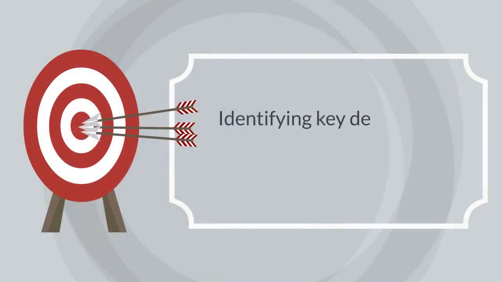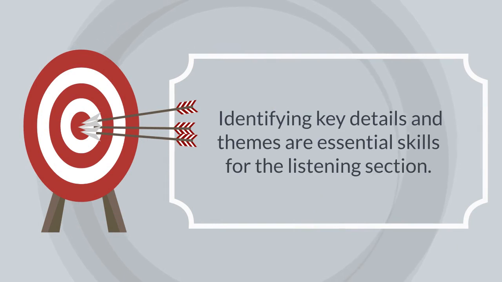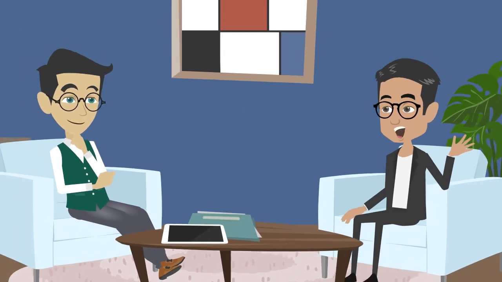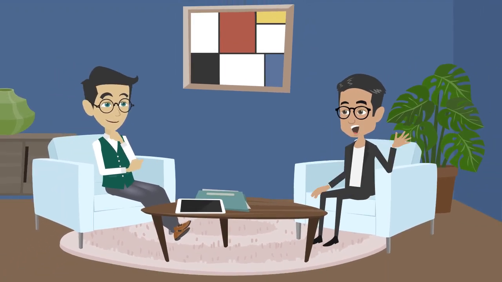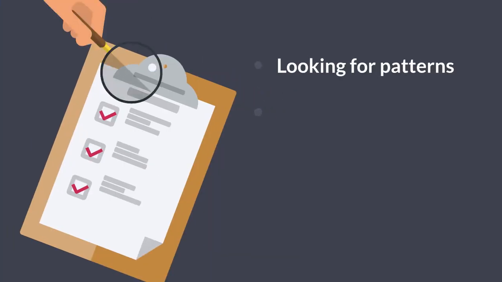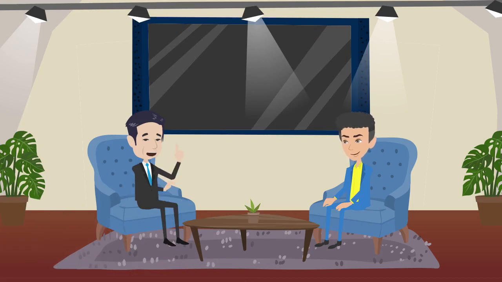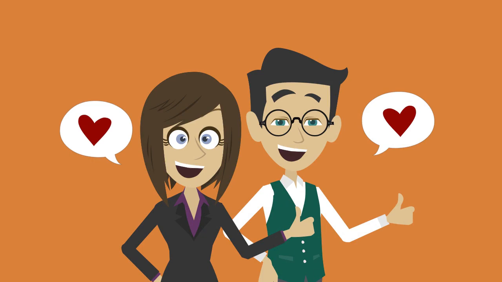In conclusion, identifying key details and themes are essential skills for the listening section. By paying attention to the speaker's tone, signal words, repetition, and specific examples, you can identify key details. By looking for patterns, considering the context, and paying attention to metaphors and symbolism, you can identify themes. These strategies will help you better understand the listening passage and improve your overall listening comprehension.